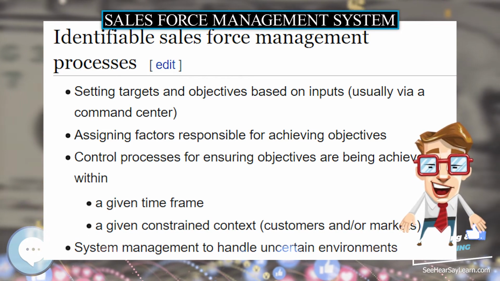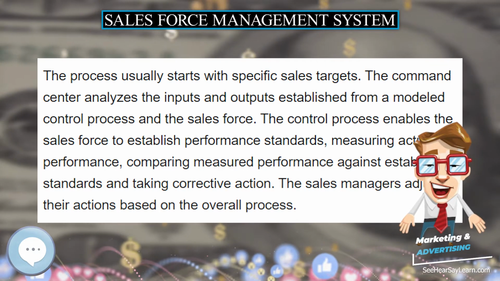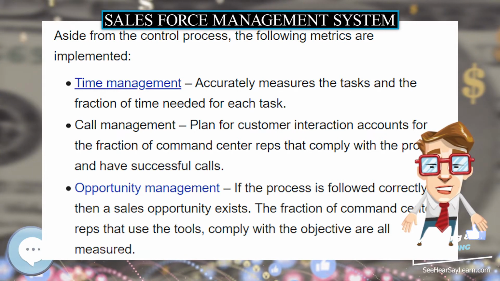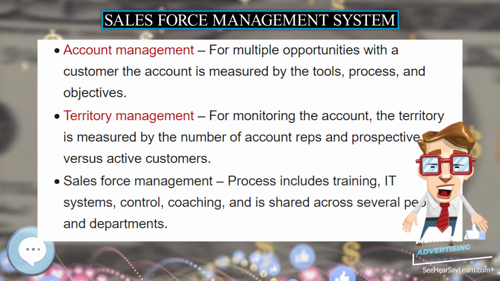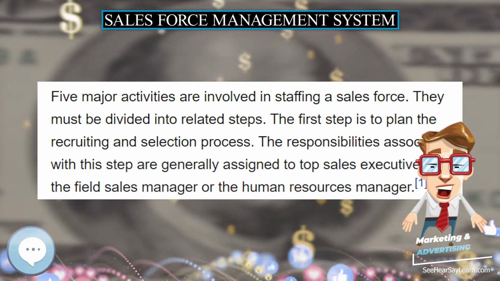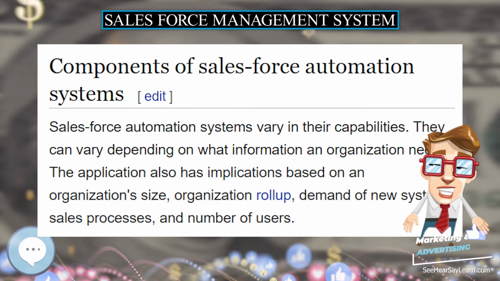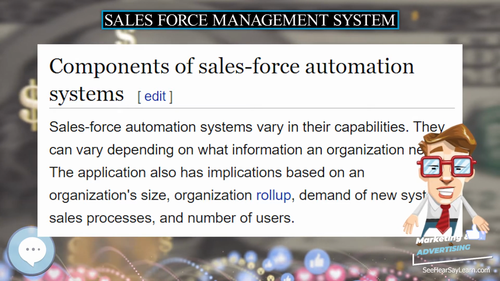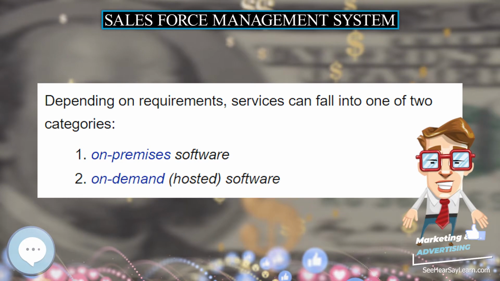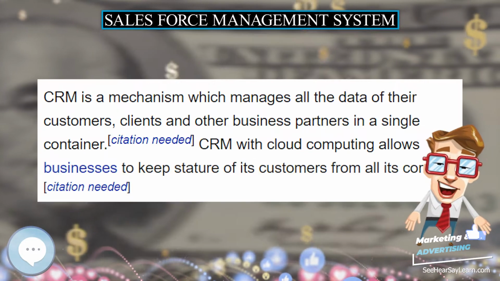Identifiable Salesforce management processes. The process usually starts with specific sales targets. The command center analyzes the inputs and outputs established from a modeled control process and the sales force. The control process enables the sales force to establish performance standards, measuring actual performance, comparing measured performance against established standards and taking corrective action. The sales managers adjust their actions based on the overall process. Aside from the control process, the following metrics are implemented.